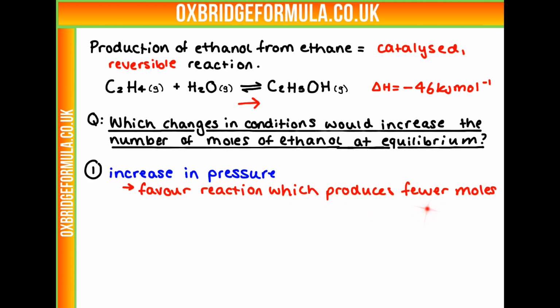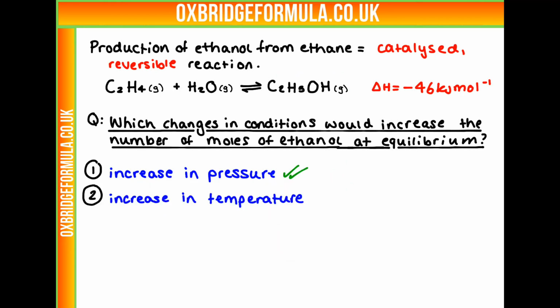the pressure. So in this case, we've got 2 on this side and 1 on this side, so the reaction would favour the forward reaction. And that would produce more of this, which is our ethanol. So this would increase the number of moles of ethanol, so that's correct. Our second change in conditions is an increase in temperature.